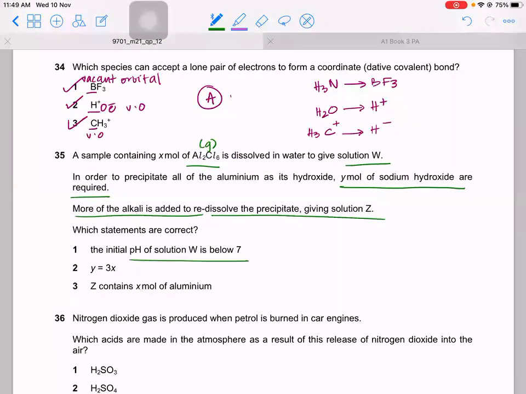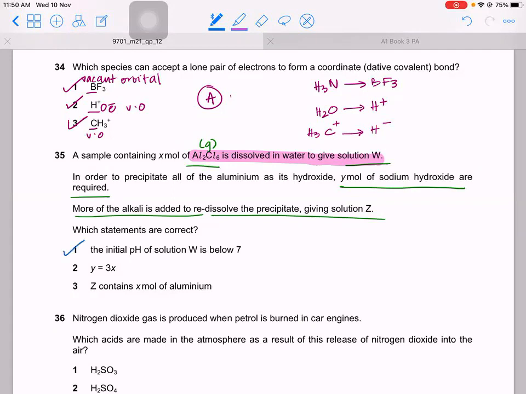The initial pH of solution W was below 7. What is solution W? Solution W is aluminum chloride dissolving in water. If you remember, aluminum oxide was ionic, but aluminum chloride was covalent. AlCl3 is covalent. Even Al2Cl6 is covalent. And you know covalent compounds are acidic. So will the pH be less than 7? Yes, because acidic compounds are less than 7. So pH was below 7, yes.